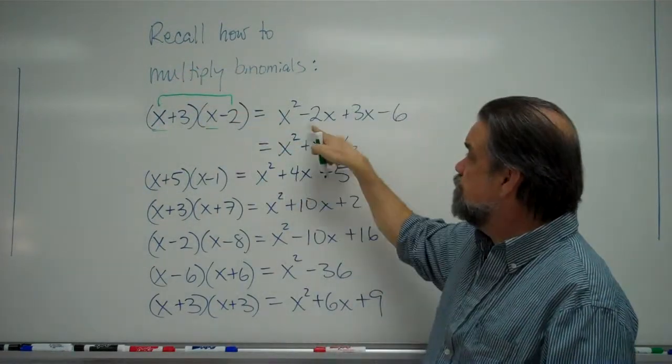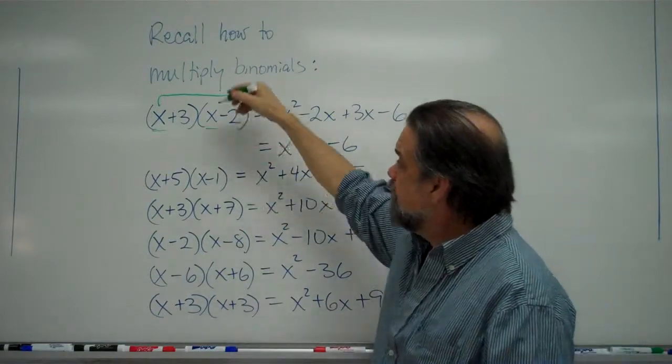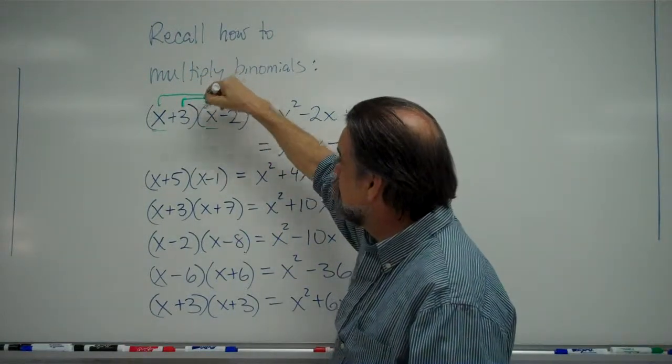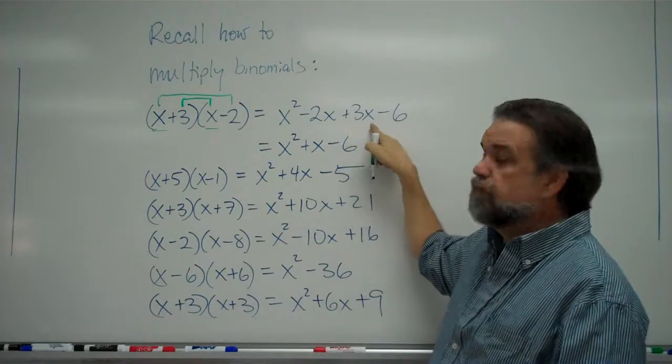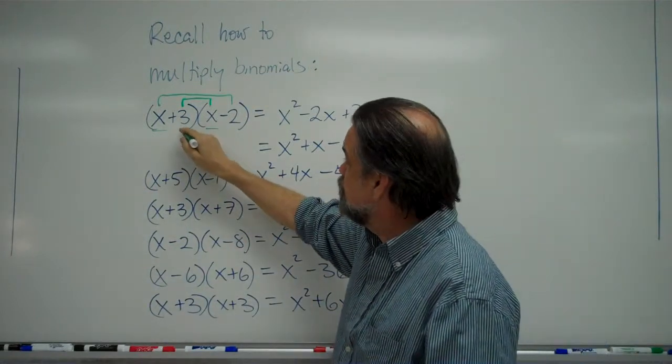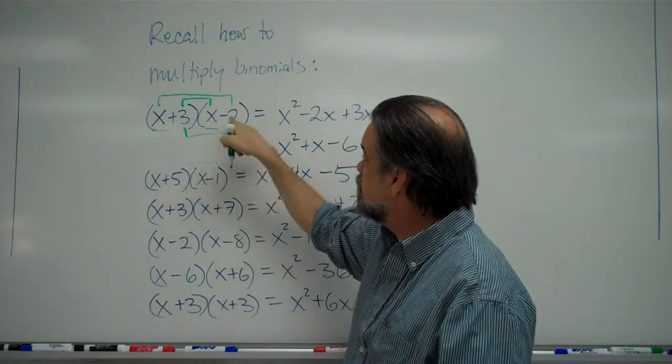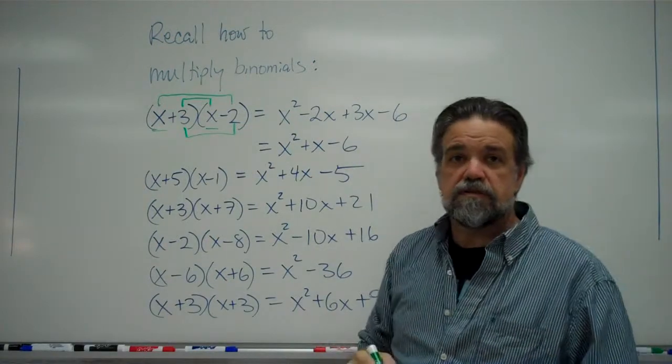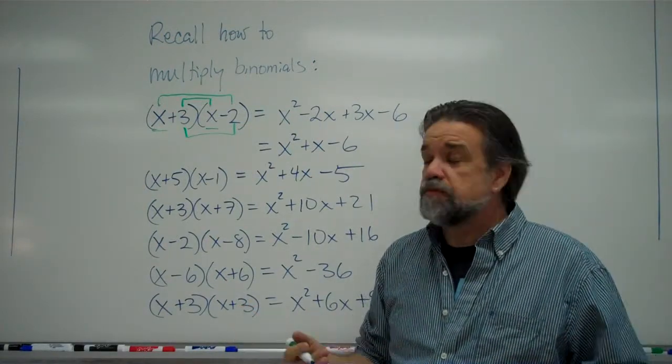x times negative 2, that gives me negative 2x. My inside terms would be 3 times x, which would give me 3x. My last two terms would be this one and this one, 3 times negative 2, which gets me negative 6. That's a perfectly good way to do it.